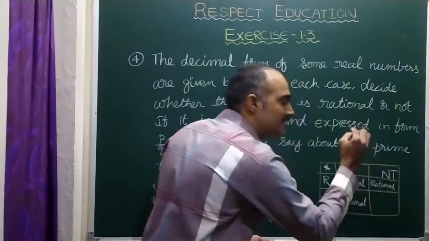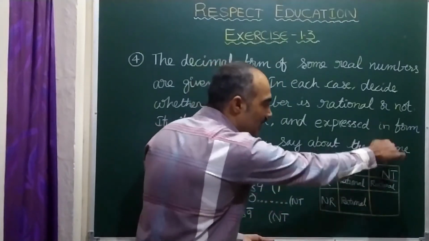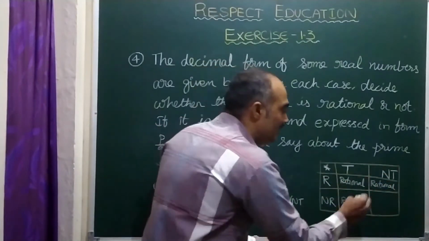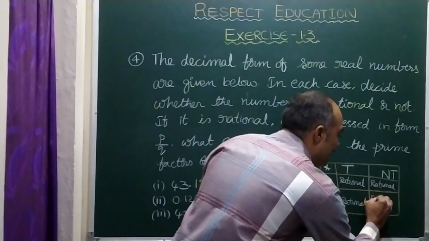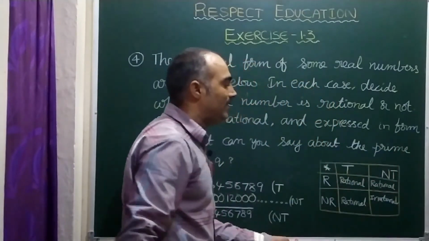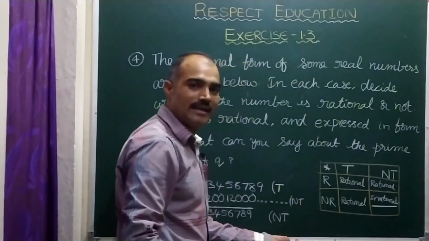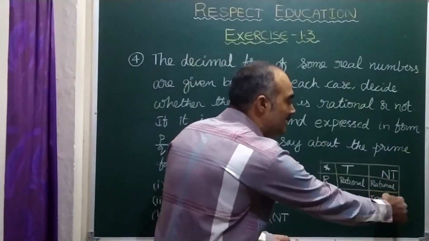The final case, children, this you remember: non-terminating, non-recurring. Only this case is irrational. Only this case is irrational. If a decimal expansion is non-terminating, non-recurring, in this case only it is irrational.